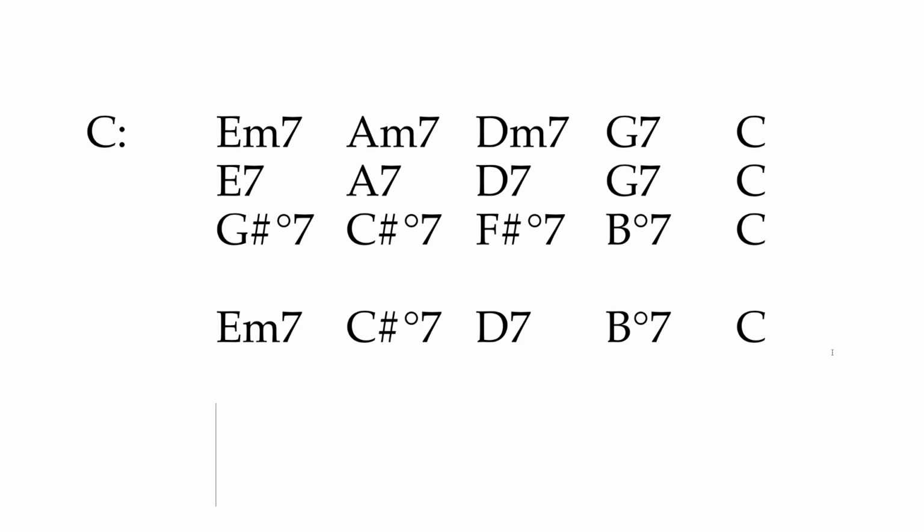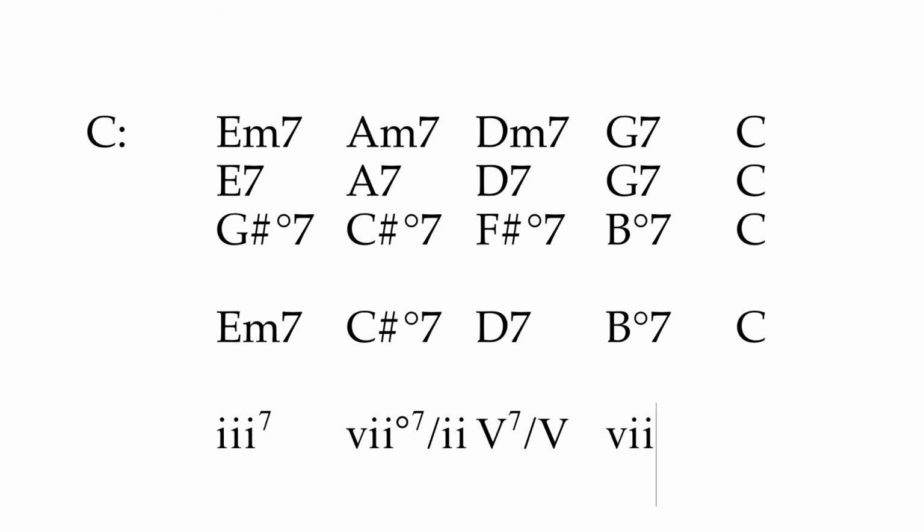If I analyze the chords, E minor 7th is my third degree, third 7, and C sharp diminished 7th is the leading tone 7 of 2, and this is the 5 of 5, 5, 7 of 5, and this is my regular 5 7 and the tonic. I make it a little smaller.